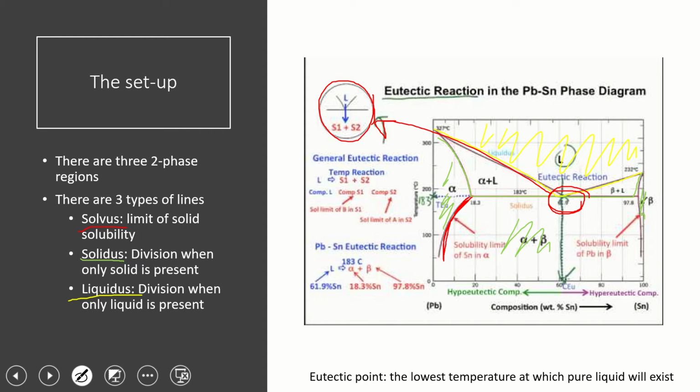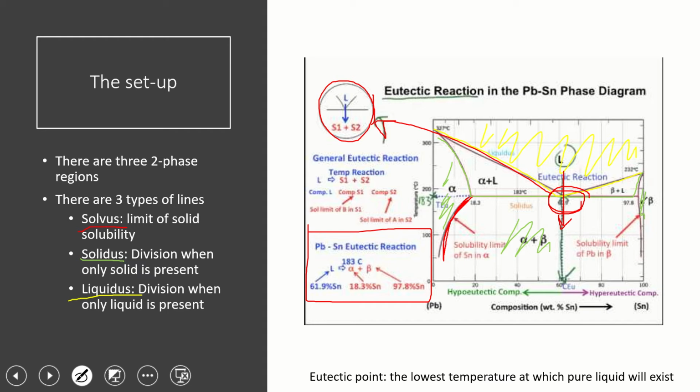In this example of the Pb-Sn phase diagram, here is the eutectic reaction. We started with 61.9% composition of Sn, and after the reaction is completed, we have 18.3% Sn and 97.8% Sn. Sorry, 18.3% Sn alpha and 97.8% beta Sn.